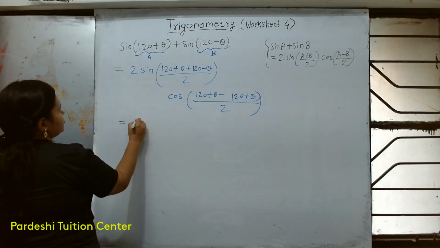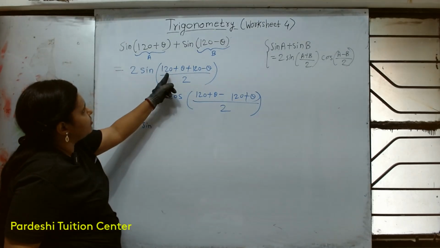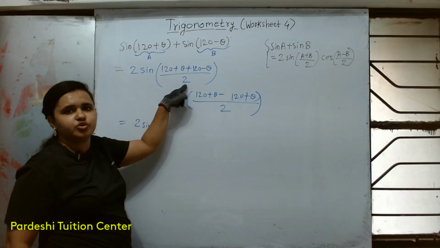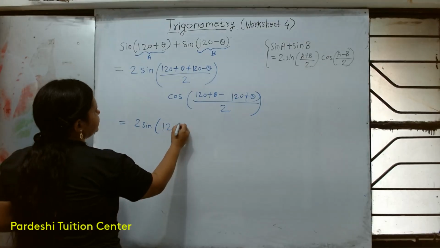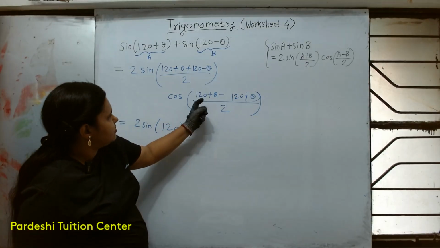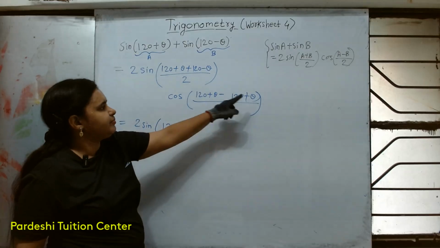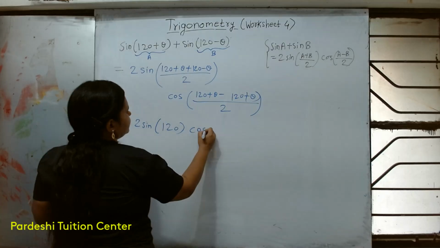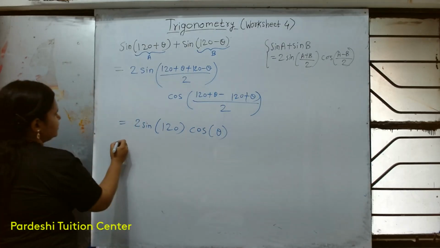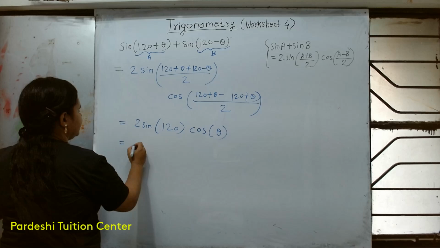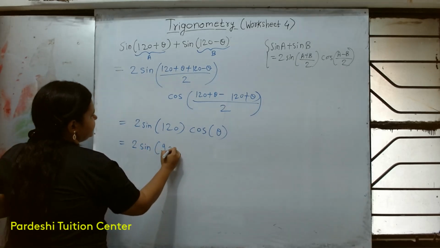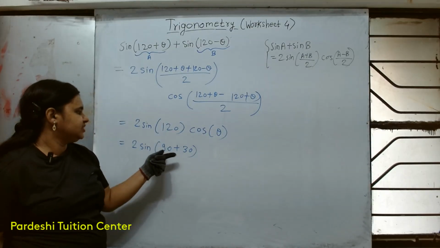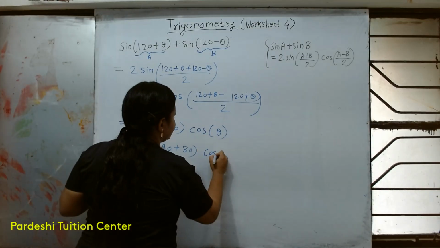So it will be 2 sin of, now theta minus theta is 0, 120 plus 120 is 240, and 240 upon 2 is 120. So 2 sin of 120. Now 120 minus 120 is 0, theta plus theta is 2 theta, and 2 theta upon 2 is theta. So it will be cos theta. Now can we solve sin 120? We can write sin 120 as sin of (90 plus 30), and cos theta will remain as it is.